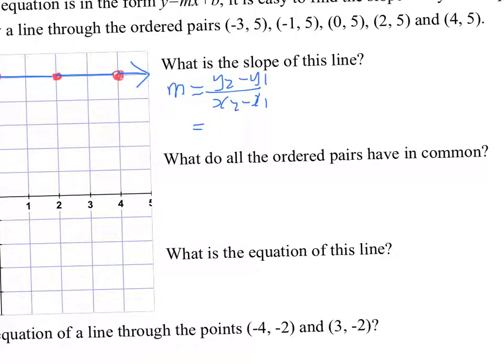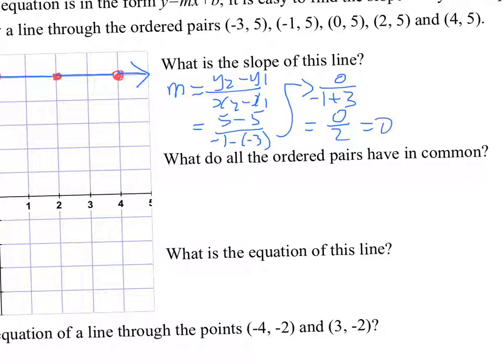If I pick the first two, I would have 5 take away 5 over -1 take away -3. So that's going to give me 0 over -1 plus 3, which will then be 0 over 2. But if you have 0 in the numerator of a fraction, what does the whole thing result to? 0. Right. So it's equal to 0.